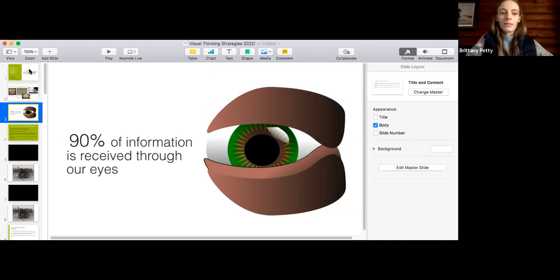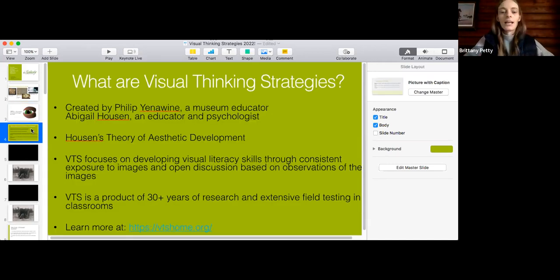Like I mentioned, it's important that we know how to fully take in all the information that is being presented to our eye. So let's get into visual thinking strategies specifically, because we all appreciate images, we all use images, we know how important they are. But to get more specific, how to get the most out of an image.